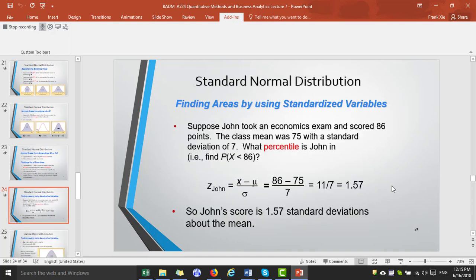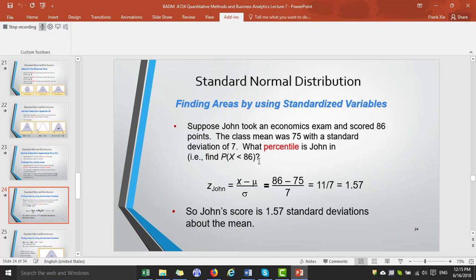Let's take an example here: finding errors by using standard variables. Let's suppose John took an economics exam and scored 86 points. The class average is 75, with a standard deviation of 7. What percentile is John in? That is, find the probability of X less than 86, right?